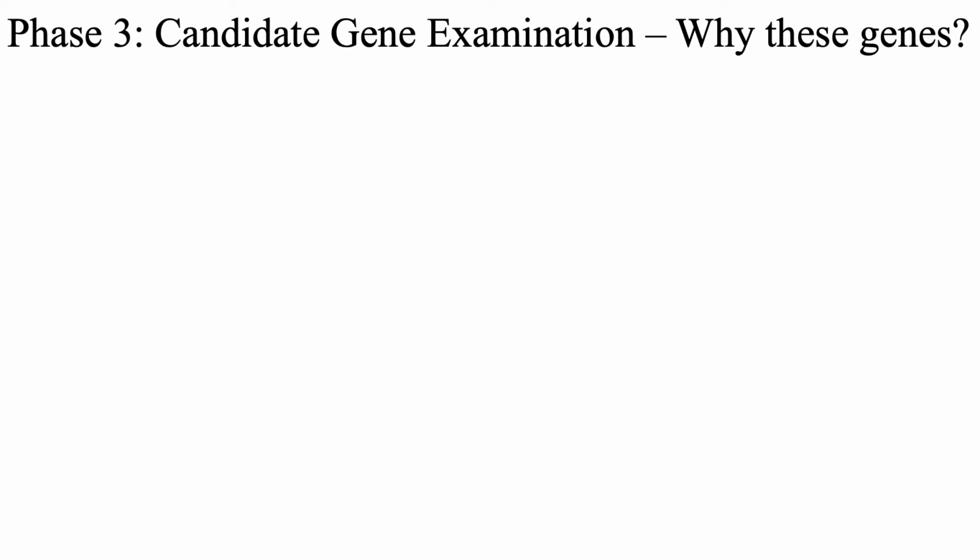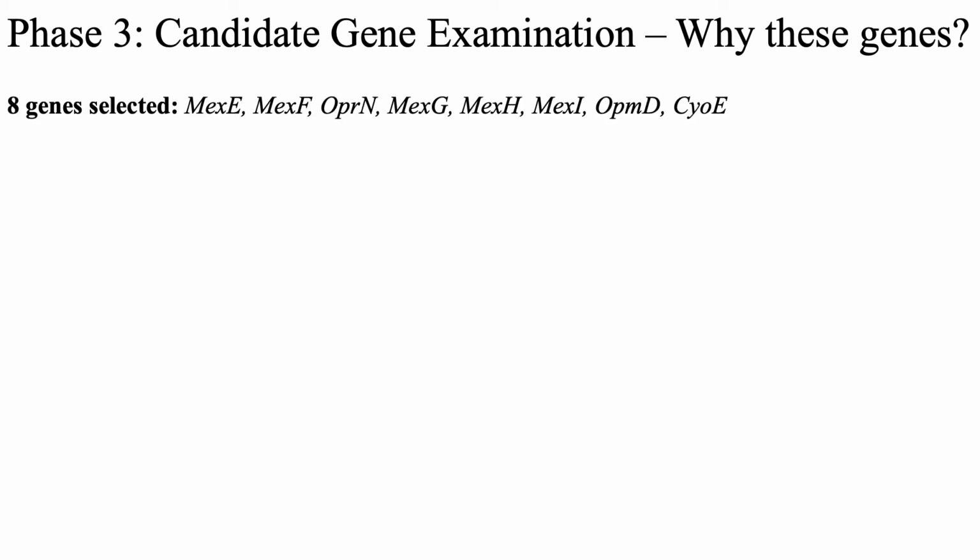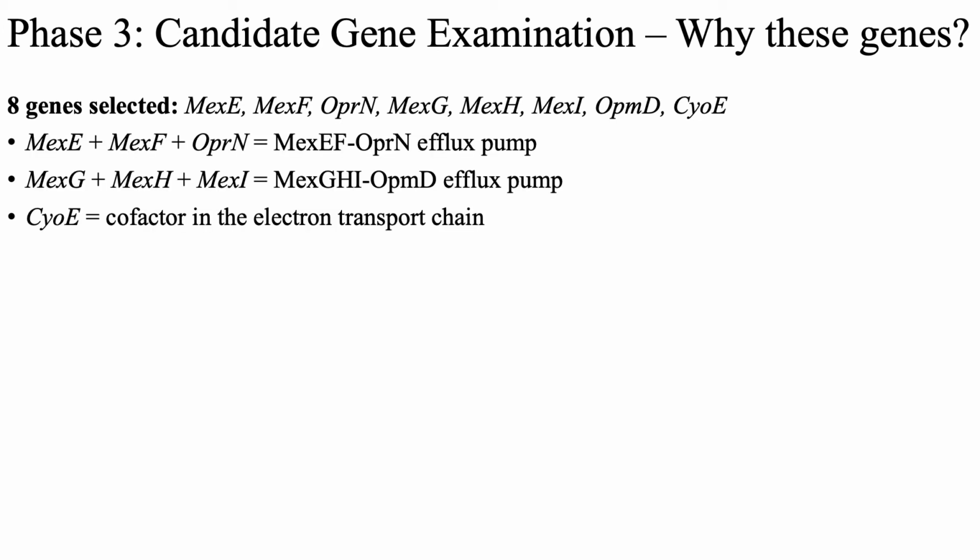So, candidate gene examination. Why these genes? Overall, 8 genes were selected for study: MEX-E, MEX-F, OpRN, MEX-G, MEX-H, MEX-I, OpMD, and SIO-E. The first 3 of these genes combine to form the MEX-EF OpRN efflux pump, which exports certain antibiotics from the cell, as was shown in the antibiotic resistance slides earlier.